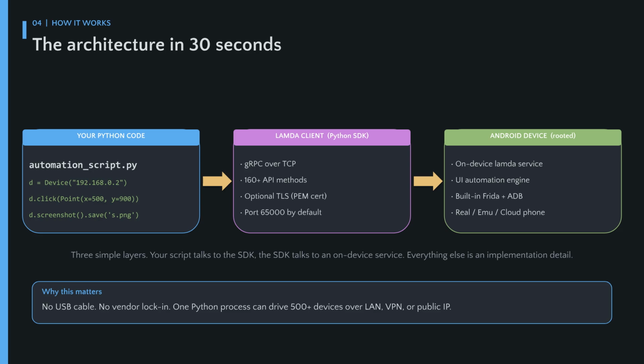Your Python code talks to the Lambda client, which is the Python SDK. The SDK communicates with the on-device Lambda service via gRPC over TCP. This architecture means no USB cable or vendor lock-in. One Python process can drive hundreds of devices over any network.